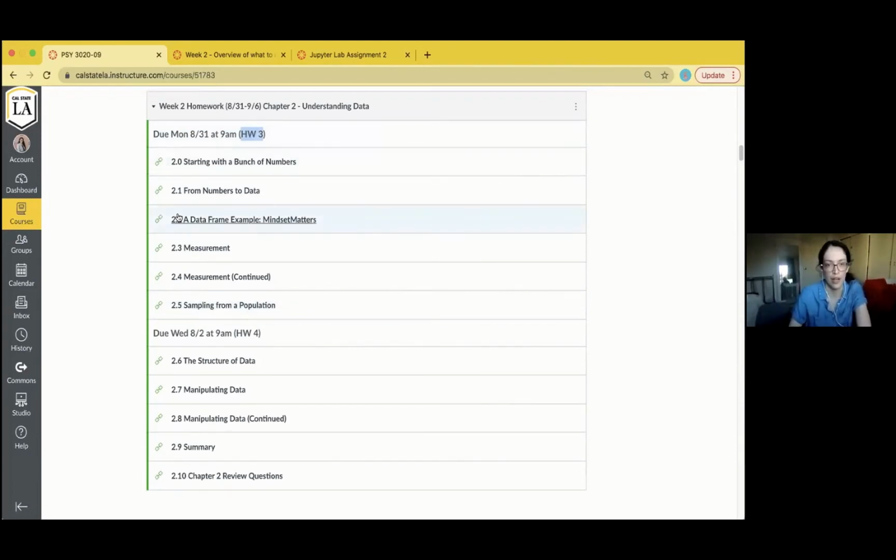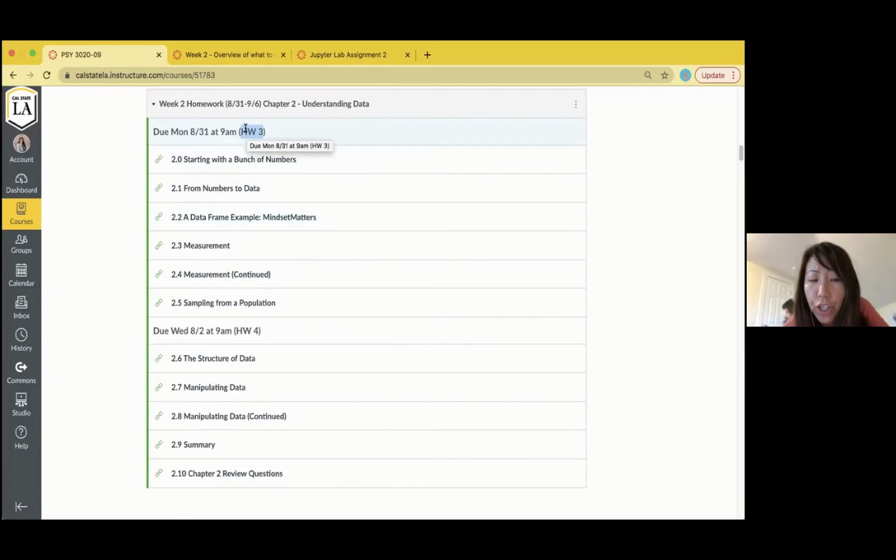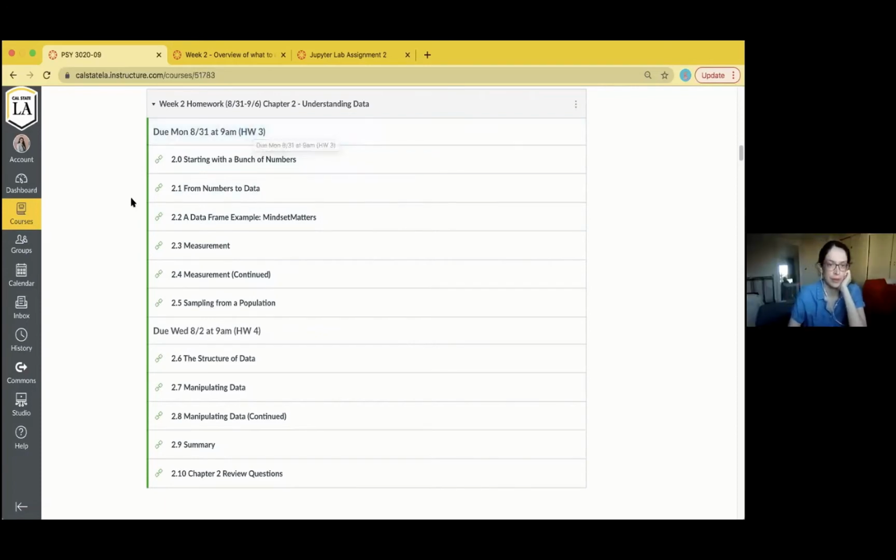I discovered that you can move these around however you really want to and group them into different modules. You could also turn those little due date lines into actual assignments, and you could call it homework 3, and then that'll also show up on their calendars.